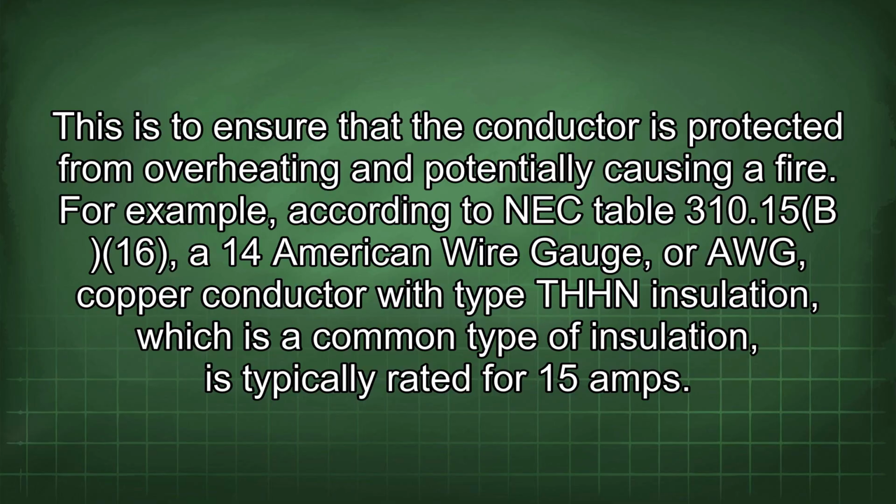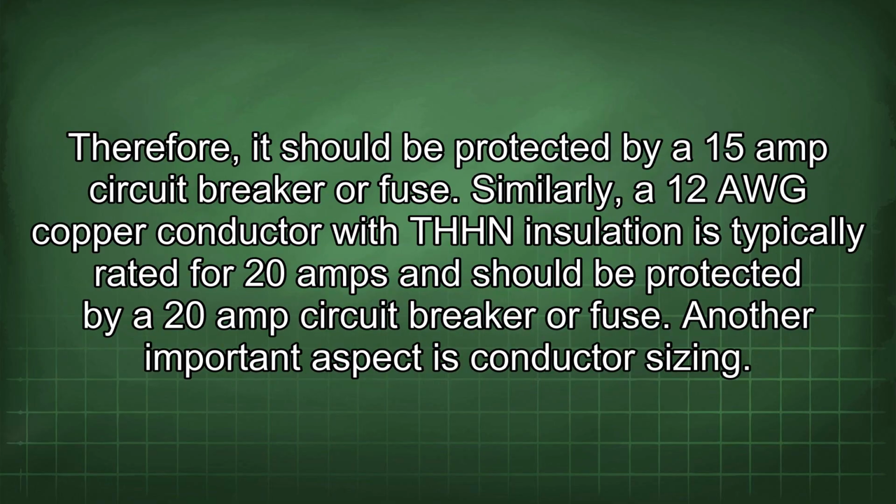For example, according to NEC Table 310.15(B)(16), a 14 American Wire Gauge (AWG) copper conductor with type THHN insulation, which is a common type of insulation, is typically rated for 15 amps. Therefore, it should be protected by a 15 amp circuit breaker or fuse. Similarly, a 12 AWG copper conductor with THHN insulation is typically rated for 20 amps and should be protected by a 20 amp circuit breaker or fuse.